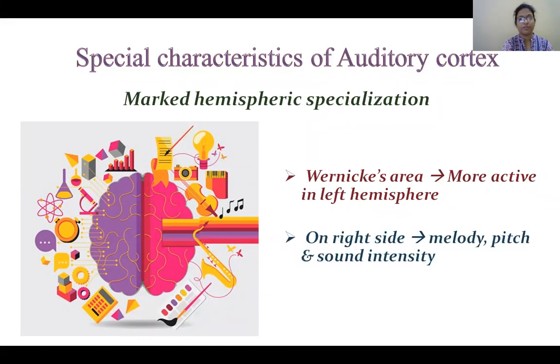And when it comes to the right side, in right-handed people, the right portion is dedicated to melody, speech, and sound intensity. So you can just remember this figure: the left side is involved in cognitive functions, that is logical thinking and calculations, whereas the right side is concerned with music, melody, pitch, and creativity.